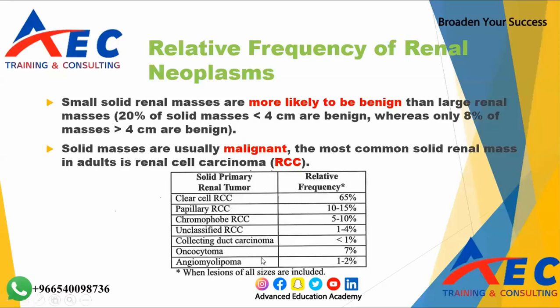Here we have the relative frequency of solid primary renal tumors. Clear cell is 65%, papillary is 10 to 15%, chromophobe RCC is 5 to 10%, unclassified RCC is 1 to 4%, collecting duct is less than 1%, oncocytoma is 7%, and angiomyolipoma is 1 to 2%. All this is when all sizes are included. The most common is clear cell at 65%, and the second is papillary at 10 to 15%.